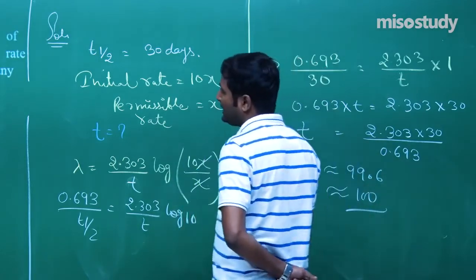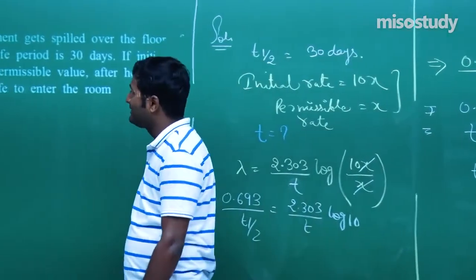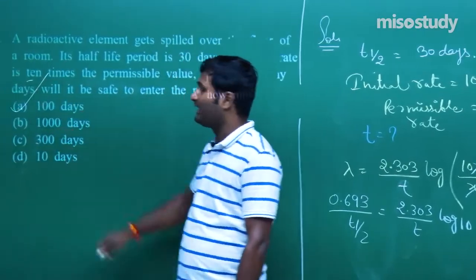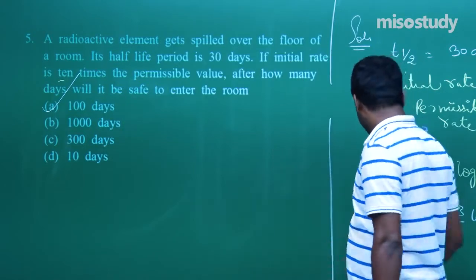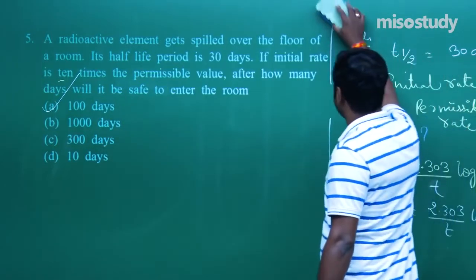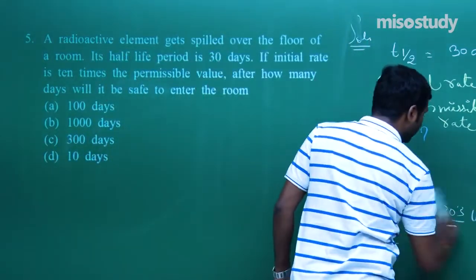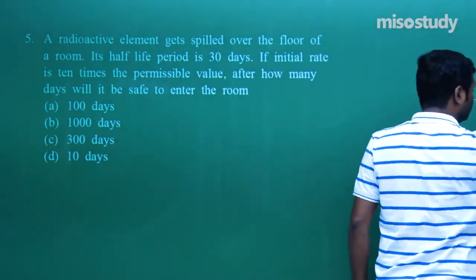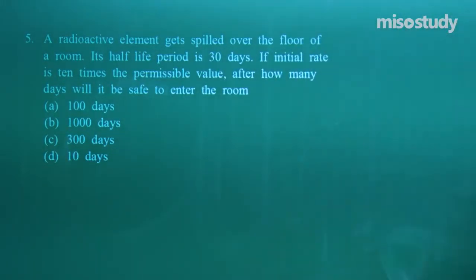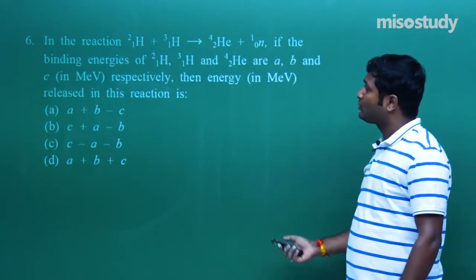So time t is, my friend, what is it? In this case the answer is A, that is 100 days. Am I right? This is the answer. For question number 5, we can say A is the correct option. Now I'm going to rub this part and we'll discuss the next question. Wait for a moment. Clear?